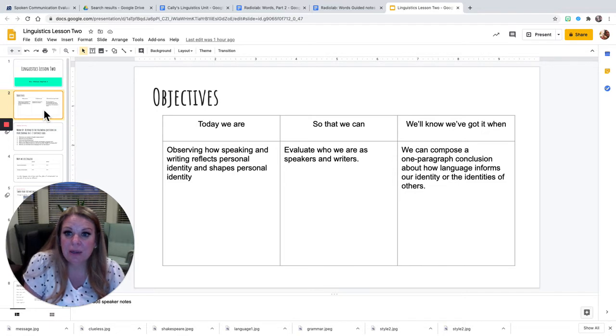Today I want to build on those ideas. We're going to talk about how our speaking and writing, our language, reflects our personal identity and even influences and shapes who we are. And at the end of today, I'm hoping that you will be able to compose a one-paragraph conclusion about how language informs your identity or the identity of people around you.